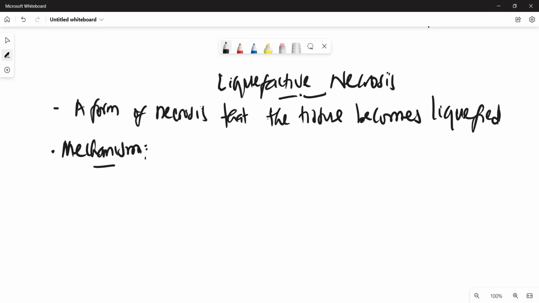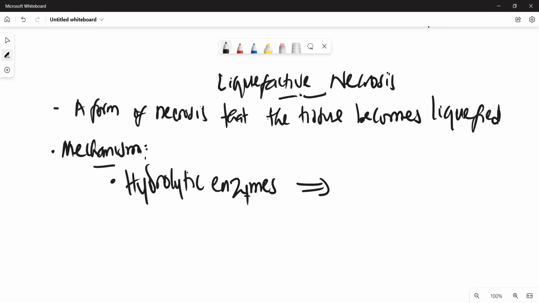So the mechanism is basically the hydrolytic enzyme. This hydrolytic enzyme is going to hydrolyze those tissues, or liquefy those tissues, and that's how we get liquefactive necrosis, right? And where is the hydrolytic enzyme coming from? So the hydrolytic enzyme could come from neutrophils. Neutrophils could release those hydrolytic enzymes, and we usually get neutrophils as a result of acute inflammation.